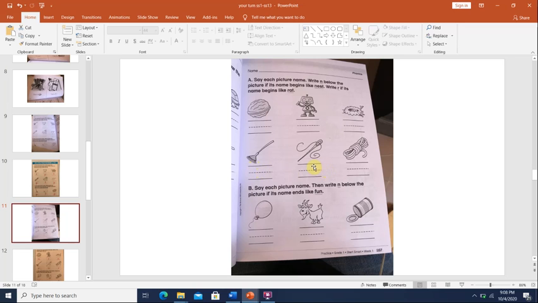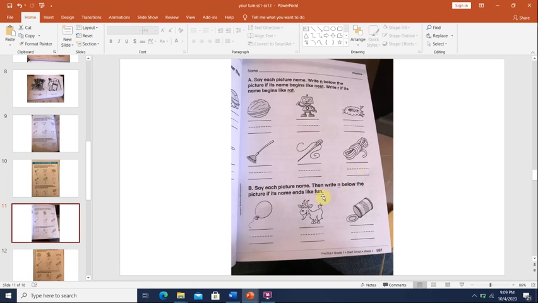This is a needle. Needle begins with N. We'll be writing N. This is a rope. Rope. Something that you use to tie things. Okay? So say each picture name, then write N below if the picture ends with N.